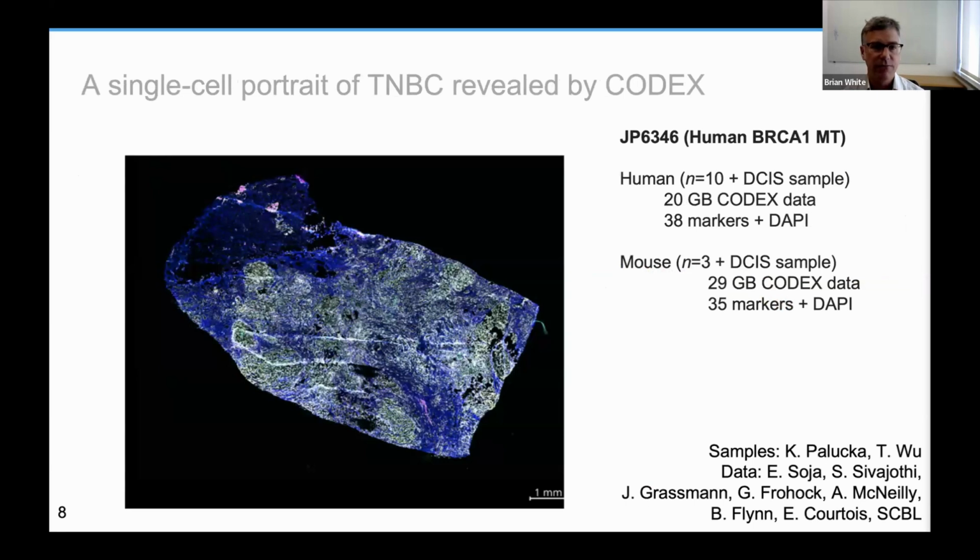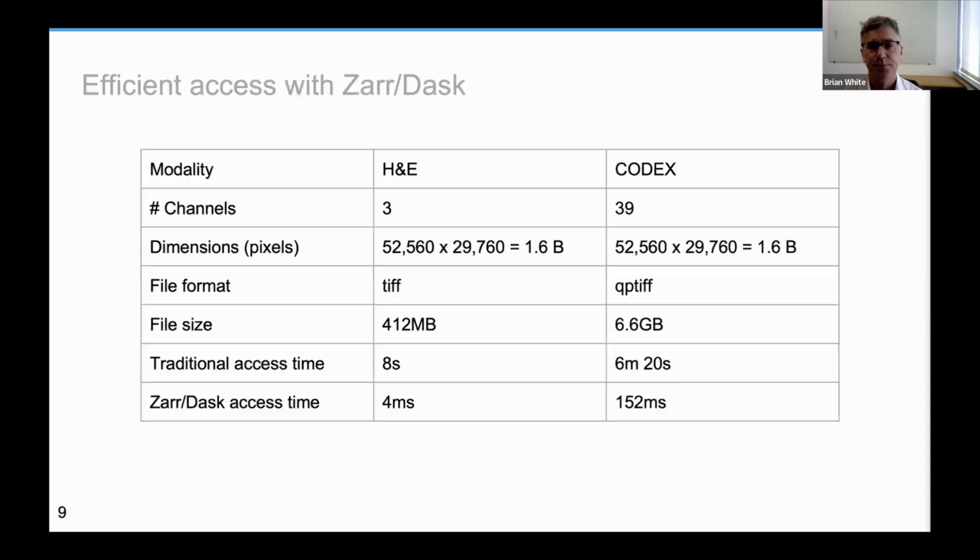So we generated nearly 50 gigabytes of data, at least these primary data sources, the codecs. And so this is a 200,000-foot view of a human BRCA1 mutant with all 38 markers simultaneously illuminated. That is all 38 proteins. And the mouse data includes 35 proteins, many of which overlap those in the human cohort for consistency.